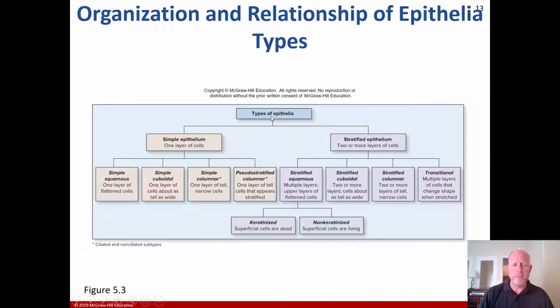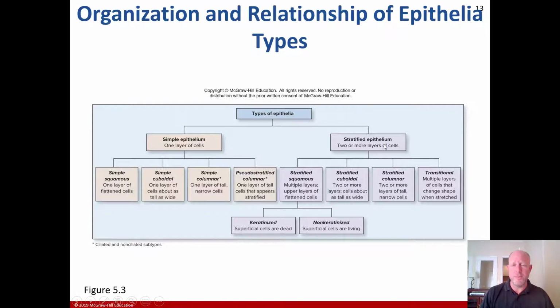Then as far as breaking down the types of epithelia, we have our simple epithelium and our stratified epithelium. And really, transitional could be classified as its own little thing. It shouldn't necessarily be part of stratified per se, but that said, it's classified that way here. For simple epithelium, there was just one layer of cells. You have a simple squamous, one layer of flattened cells, simple cuboidal, one layer of cells about as tall as they are wide, simple columnar that are one layer of tall, narrow cells, the pseudostratified columnar, which are one layer of tall cells that appear stratified. They appear stratified, they're not, it's just one layer.